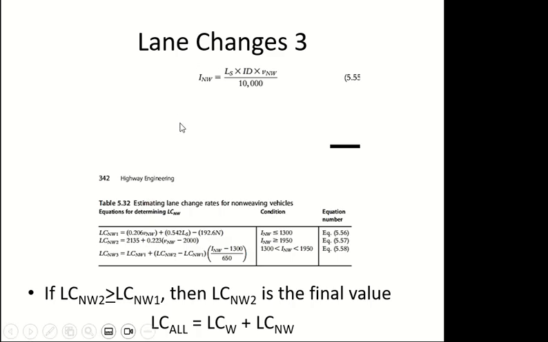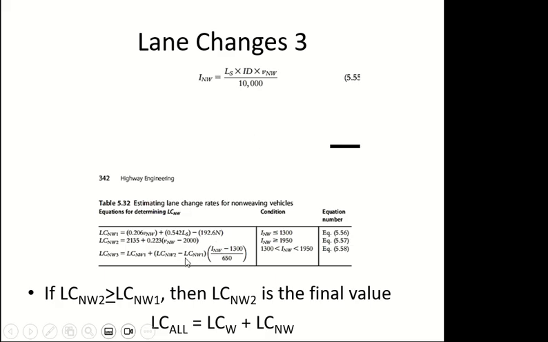So once you know I and W, then you can calculate the lane changes for non-weaving people using one of these three equations. The selection of the equation depends upon the value of I and W. That's why we're calculating it.